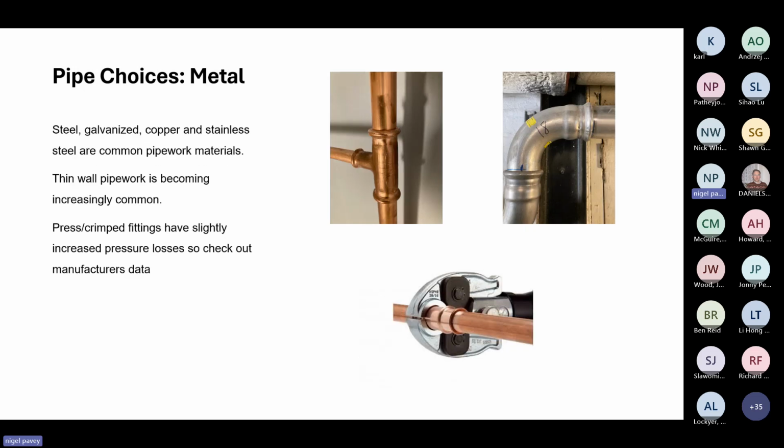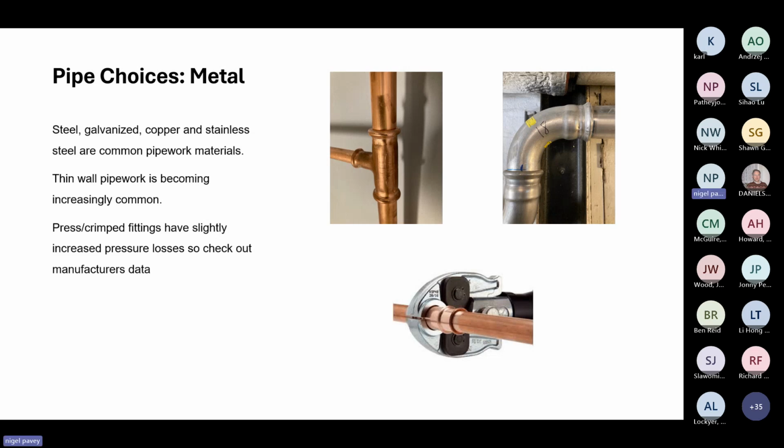Okay, so coming on to the more common material of metal, as I said, steel, galvanized copper, and stainless steel are common pipework materials. But increasingly, because metals are expensive and economics, thin wall pipework is becoming increasingly common. And these thin wall pipeworks, which are available in majority of materials, are crimped.